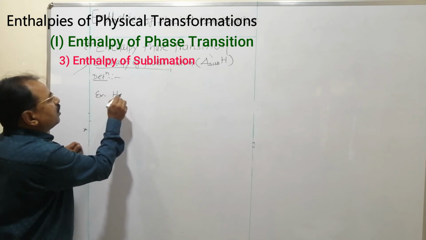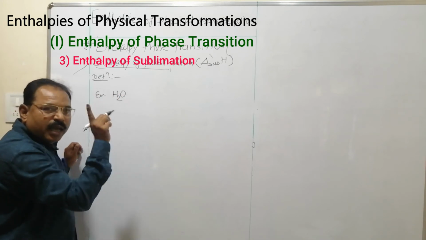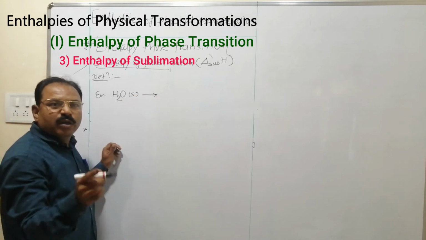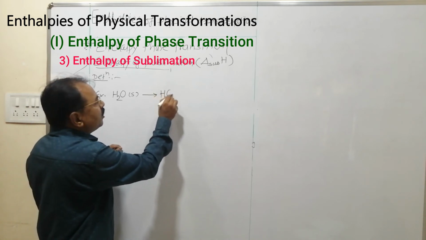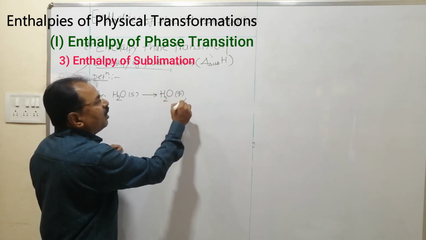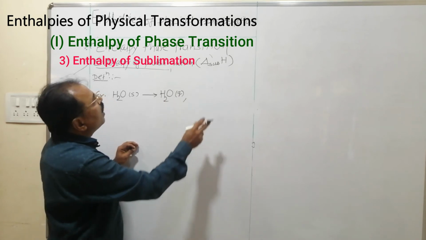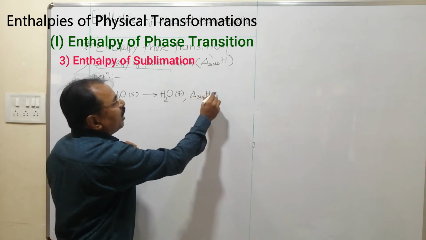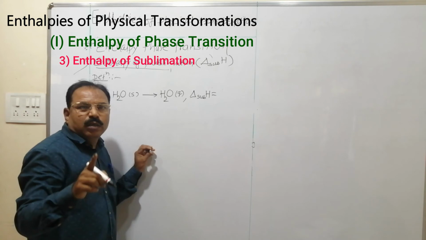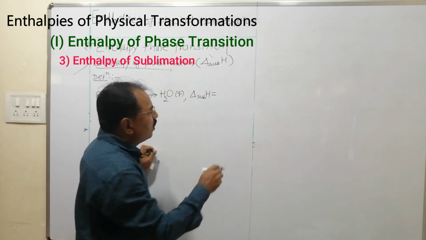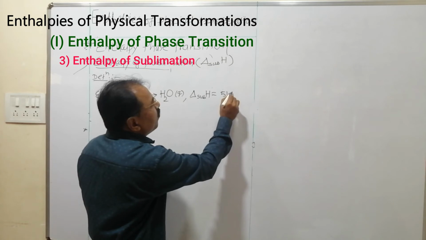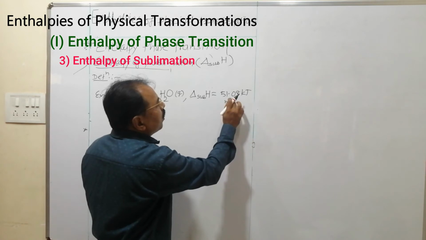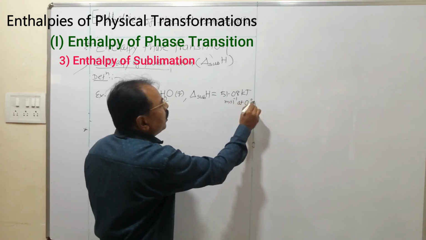this is solid ice, that is 1 mole of solid ice, I am writing here S, is directly converted into its vapor state, that means gaseous state of water, and the change in enthalpy, that is the enthalpy of sublimation, delta SUB capital H, is equal to plus 51.08 kilojoule per mole at 0 degrees Celsius.